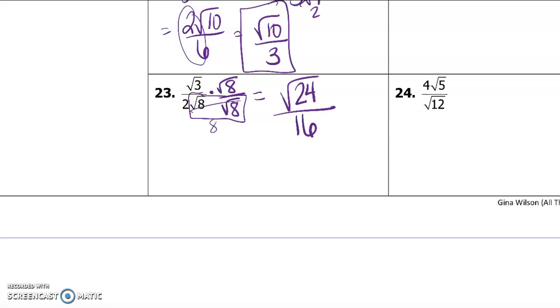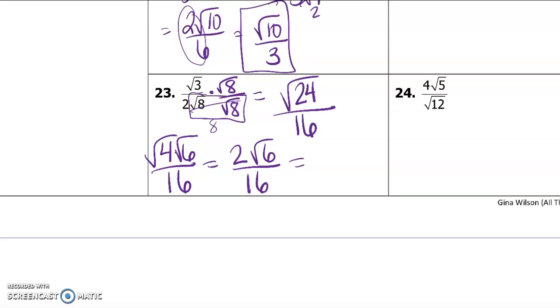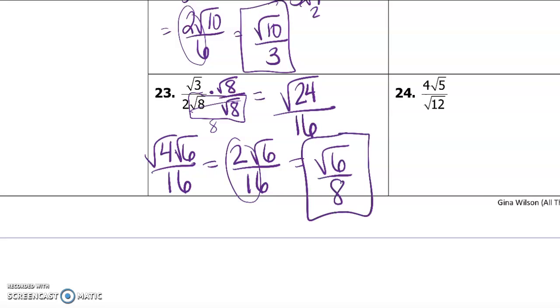We are not finished because 24 has a perfect square. So 24 gets split into 4 times 6, square root, don't forget the 16. Square root of 4 is 2, square root of 6 all over 16. So then I need to simplify 2 and 16 to 1/8. So square root of 6 over 8 is my final answer.